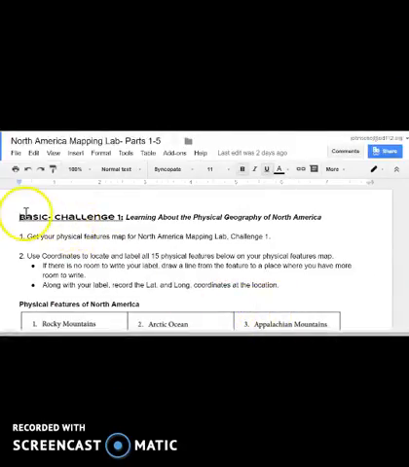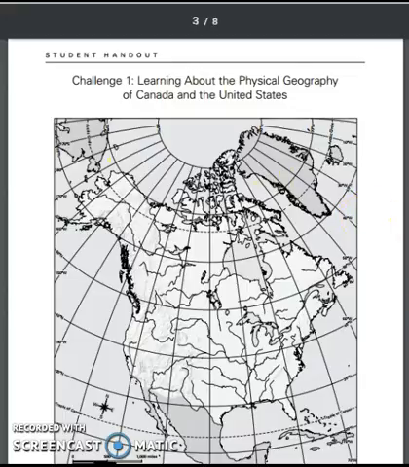And here you will see the directions for challenge 1. So it says basic because if you complete just this challenge, you would actually get approaching. But if you complete this challenge and the other two challenges, challenges 1, 2, and 3, you will get a basic score. So I'll show you how to get beyond that in just a second. This one says get your physical features map for North America Mapping Lab, challenge 1. I just showed you that map. Right here, this is the one the sub handed out to you. Make sure when you're reading directions for challenge 1, you are using the map that says challenge 1.